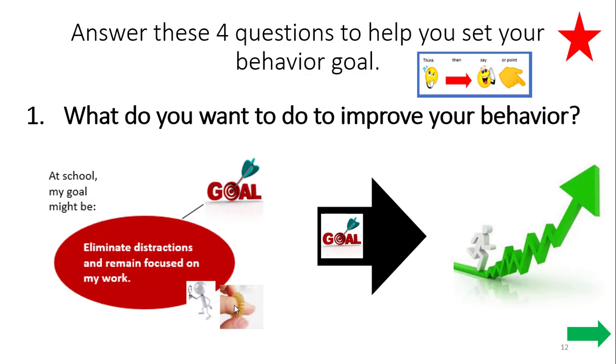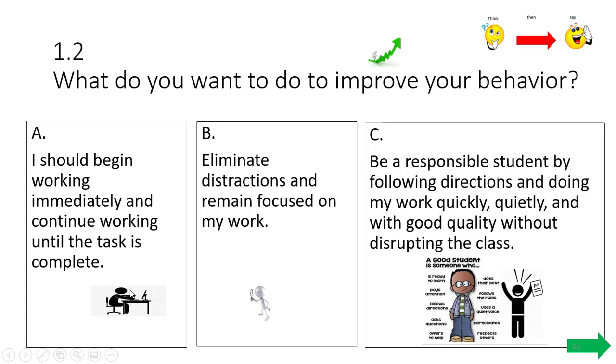Erin, get ready. Question number 1. What do you want to do to improve your behavior? We're going to set a goal to improve our behavior. Can you read it with me? Eliminate distractions and remain focused on my work. Erin, read your goal. Nice job. What do you want to do to improve your behavior?